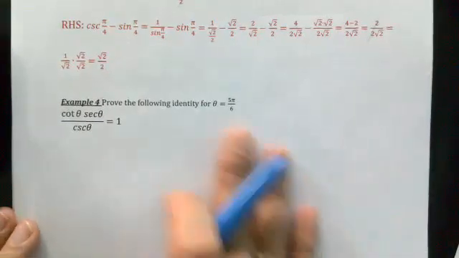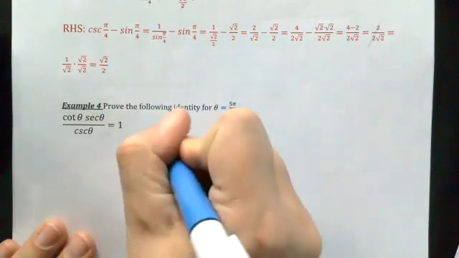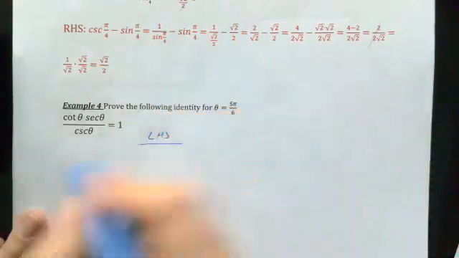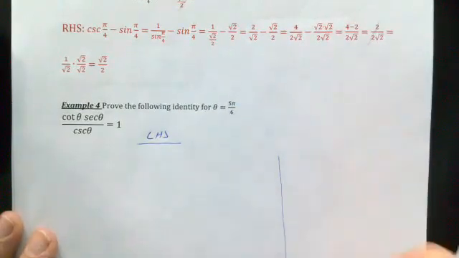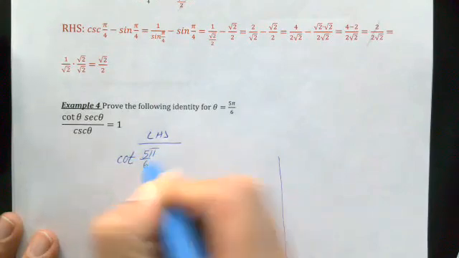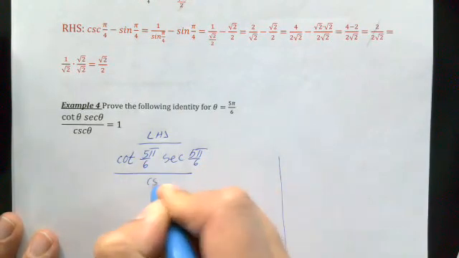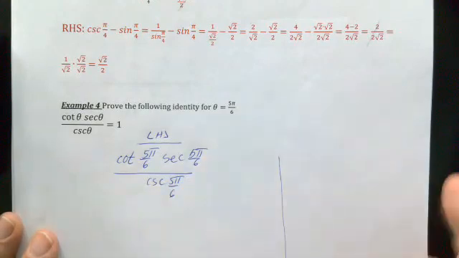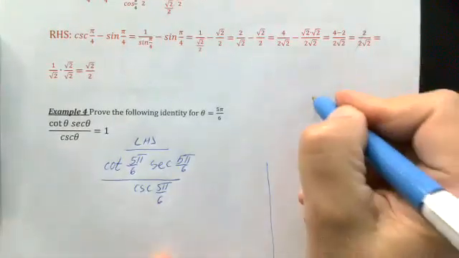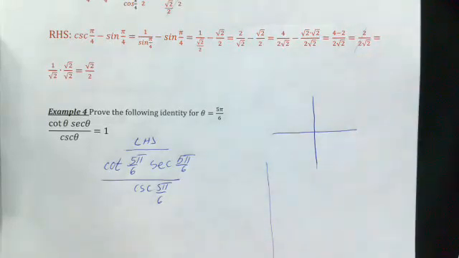Do one more. Prove the following identity for theta equals 5 pi over 6. So only on the left-hand side would I have to work. And I'm going to give myself a lot of space there, because what I have to do is cotangent of 5 pi over 6, secant of 5 pi over 6, and cosecant of 5 pi over 6. So I have to work with an angle in quadrant 2 that's in the same family with what theta are.